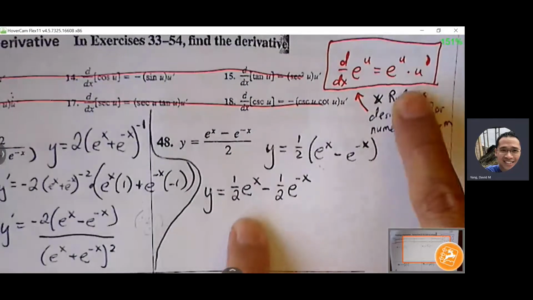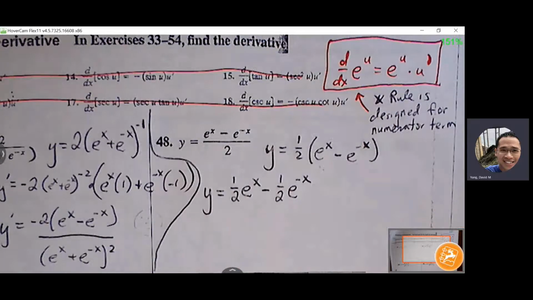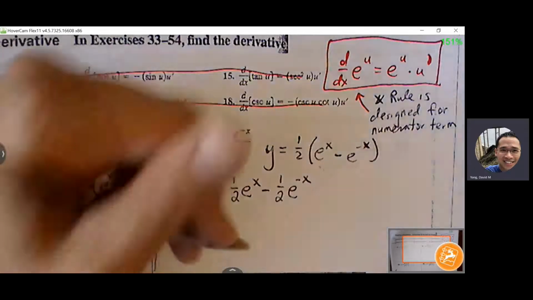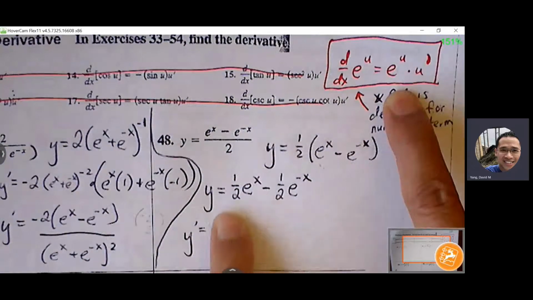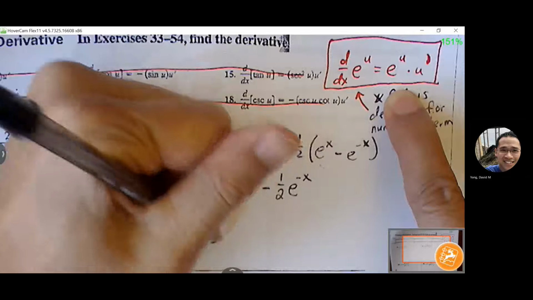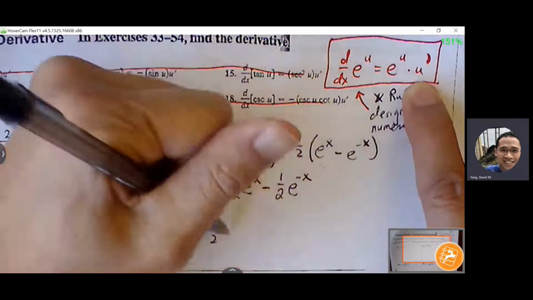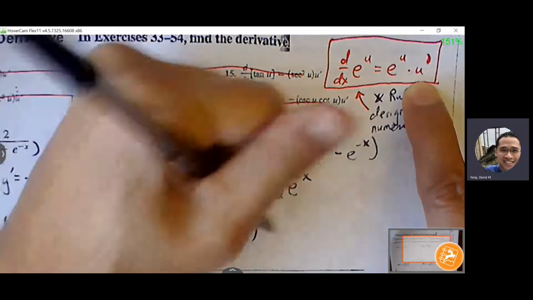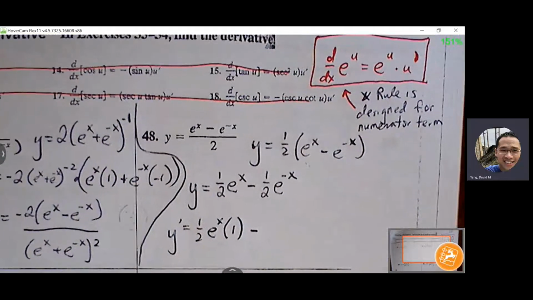So now can we just apply the e to the u rule separately? Yeah, the 1/2 is just a coefficient, right? It's just going to tag along. There's no need for product rule, right? So it should feel like an easy derivative here. Okay, we keep the 1/2. e to the x becomes e times 1. You can leave that 1 out if you like. I just want to show you that the full rule is being applied.